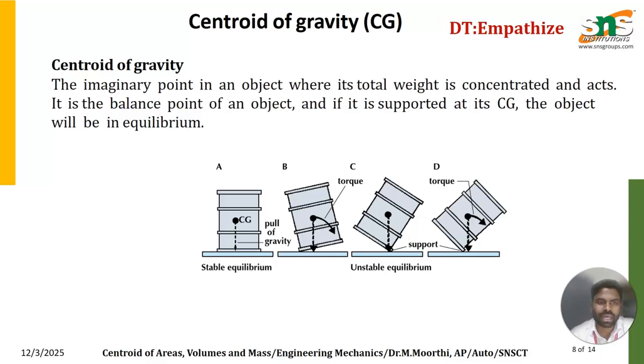First, the center of gravity. As I said earlier, the center of gravity is the center point where the entire weight of the object is concentrated, and it applies more to a three-dimensional object having volume, right? So it is the imaginary point in an object where its total weight is concentrated and acts. It is the balance point of an object, and it is supported at the center of gravity, and the object should be in equilibrium. As the diagram shows, we have the object in stable equilibrium, and another in unstable equilibrium, where the entire weight of the object is concentrated at a single point. That point is called the center of gravity.